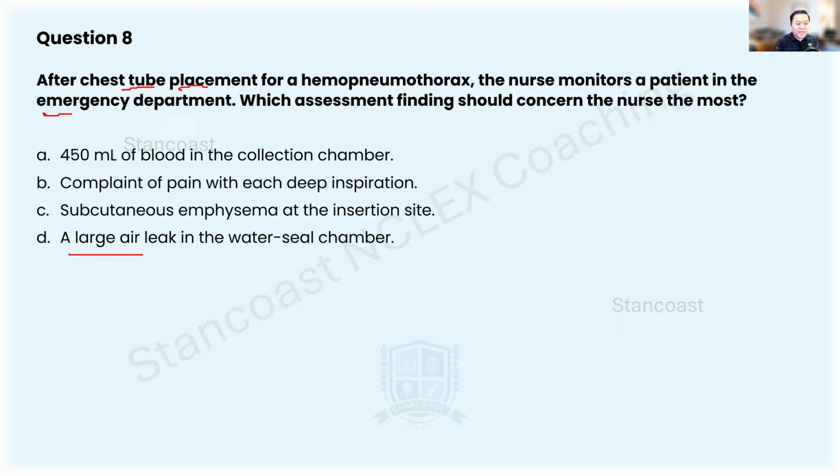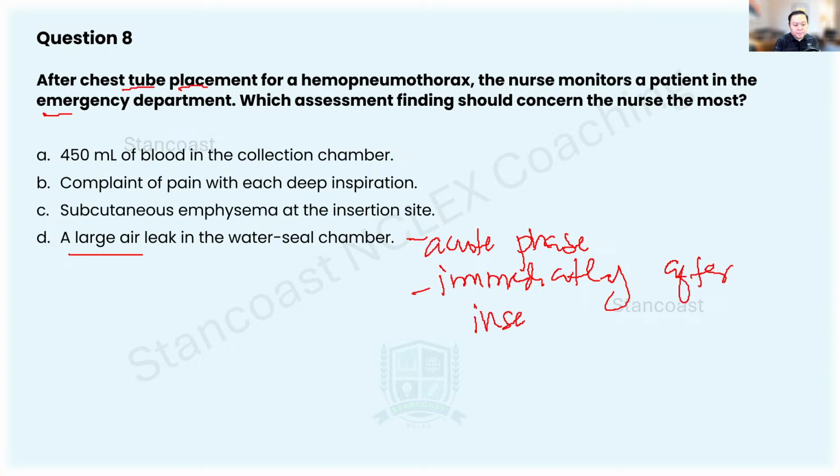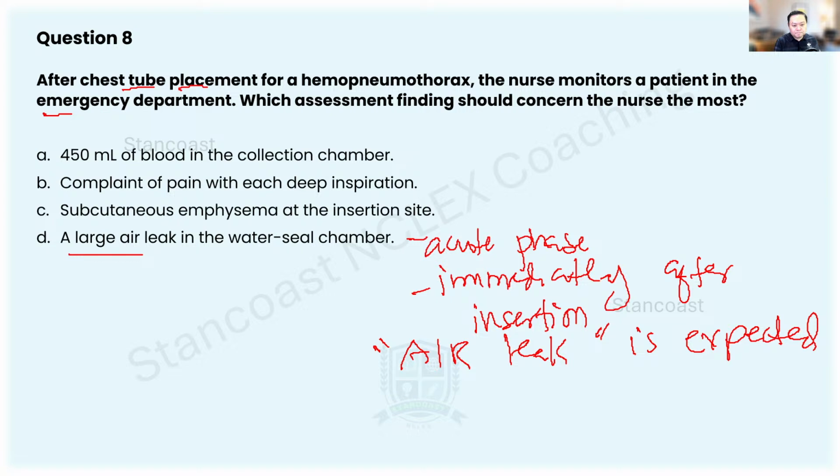In the acute phase, or right after the insertion, an air leak is expected, okay? Air leak is expected. So that is the caveat, guys. Please don't forget this. If the patient just had an inserted thoracostomy tube, don't worry way too much if you see an air leak in the water seal. This is going to be an expected finding.